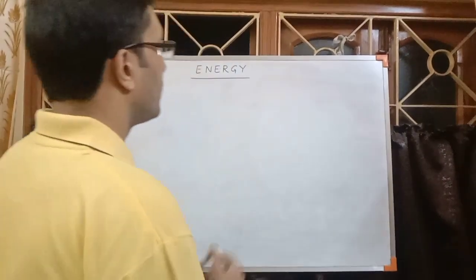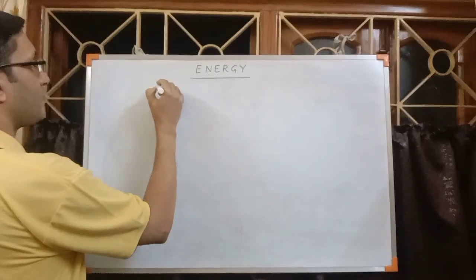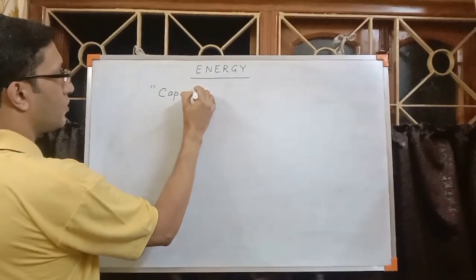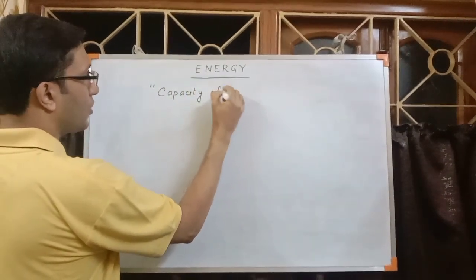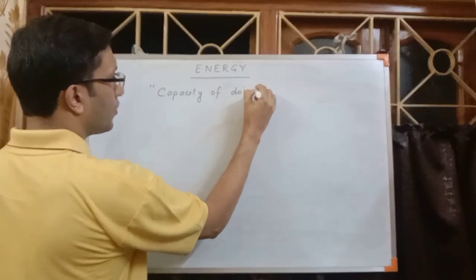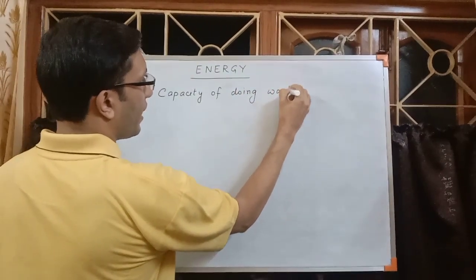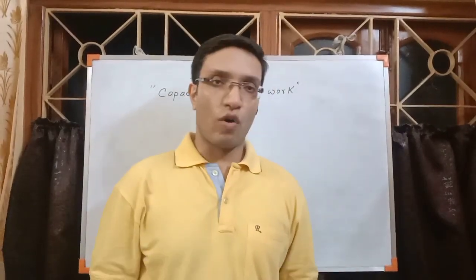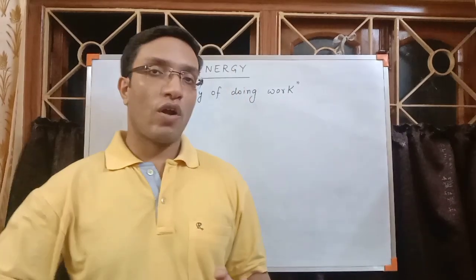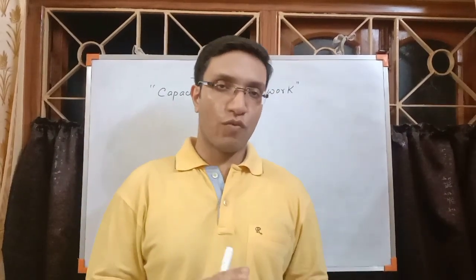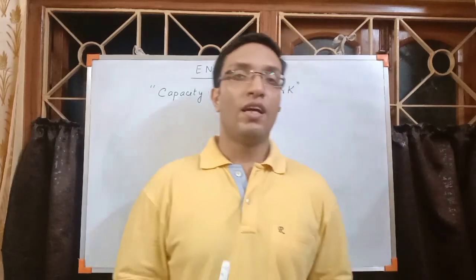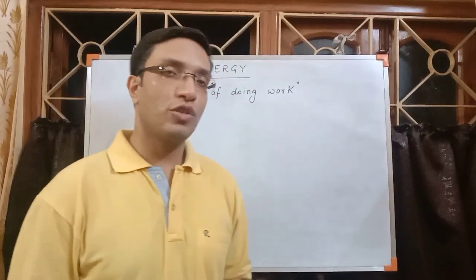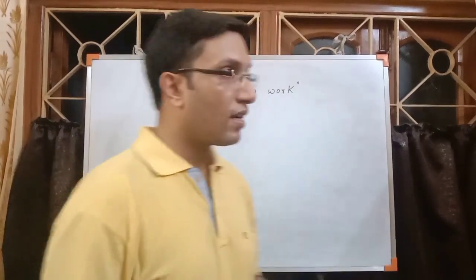So let's start. So what is energy? Capacity of doing work is called energy. That means how much capable we are of doing some work is known as energy. Now, as I have already taught you, energy and work are two sides of the same coin. The more energy you spend, the more work gets done, and the less energy you spend, the less work is done.